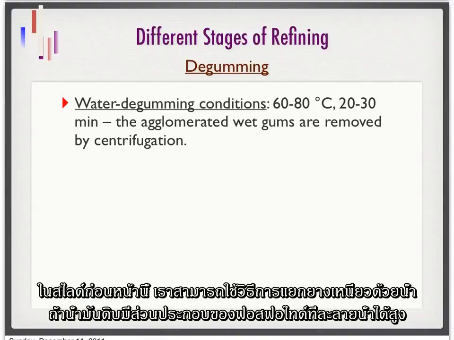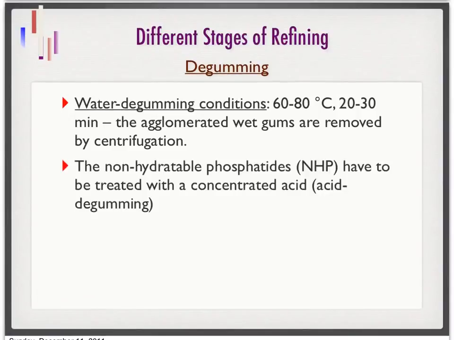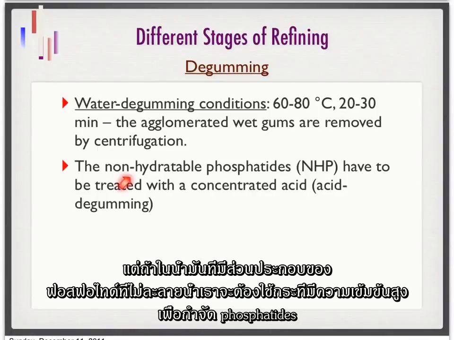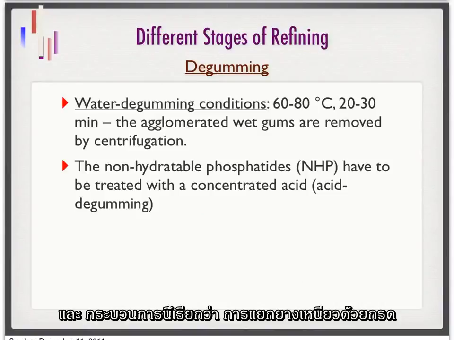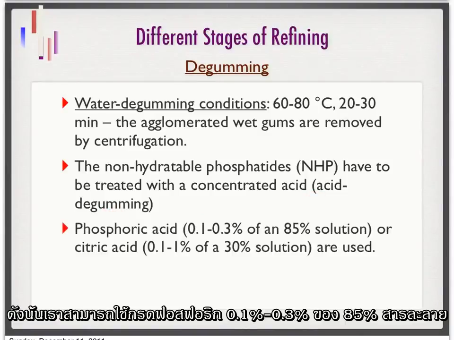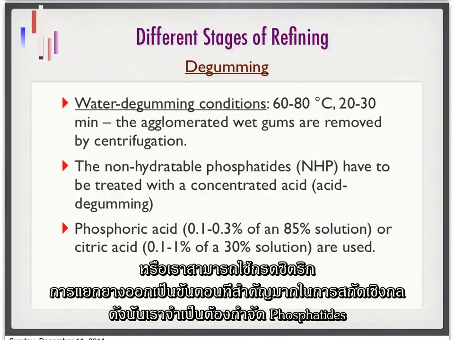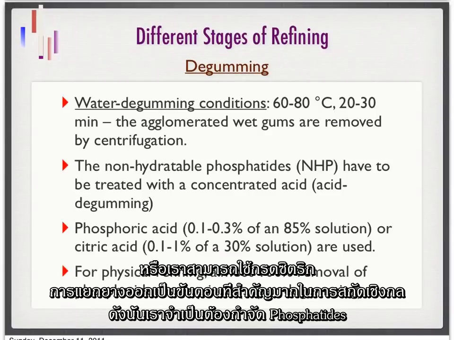As I mentioned in the previous slide, we can use water degumming if the crude oil contains a high amount of hydratable phosphatides. But if the oil contains non-hydratable phosphatides, we have to use a concentrated acid to remove the phosphatides, and this process is called acid degumming. So we can use phosphoric acid between 0.1 to 0.3% of the 85% solution, or we can use citric acid with this concentration. The degumming step is actually especially important in physical refining.